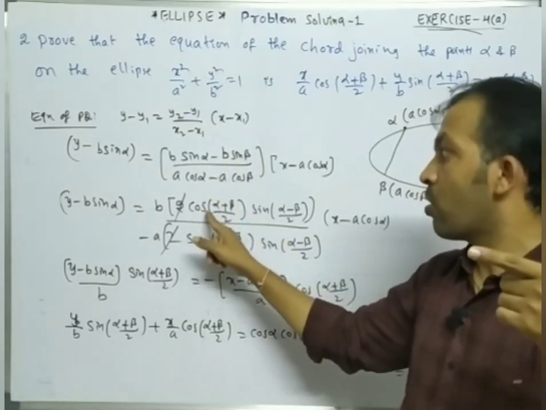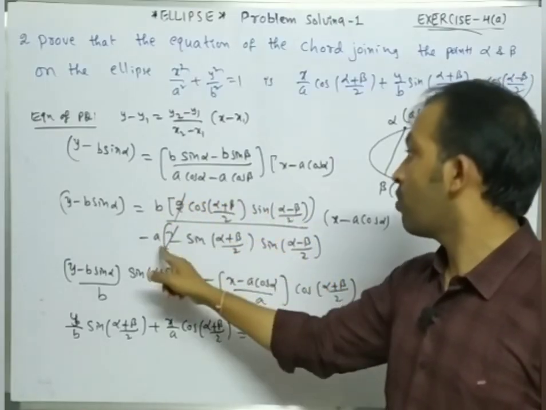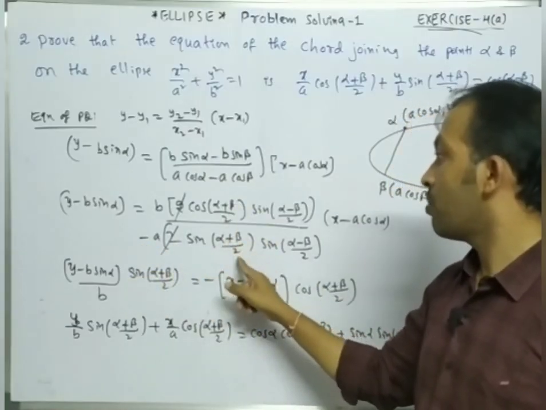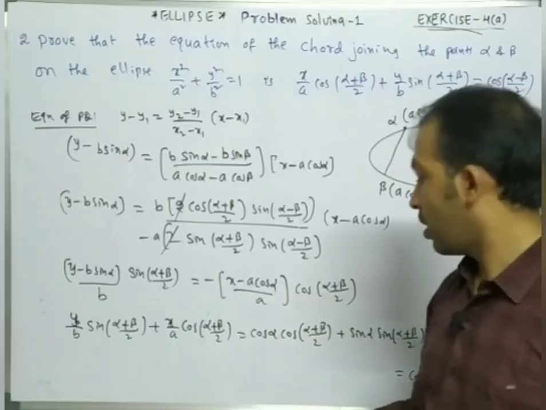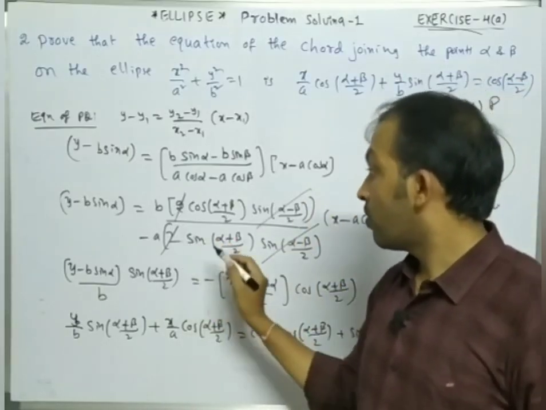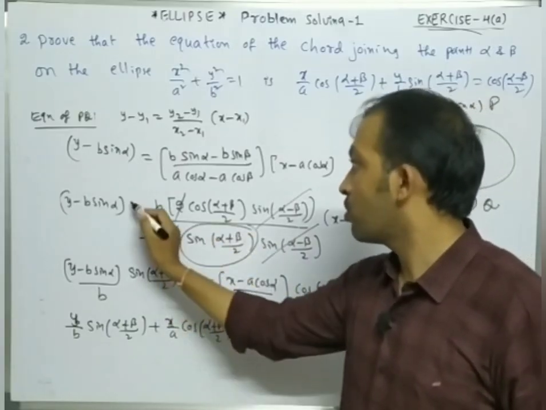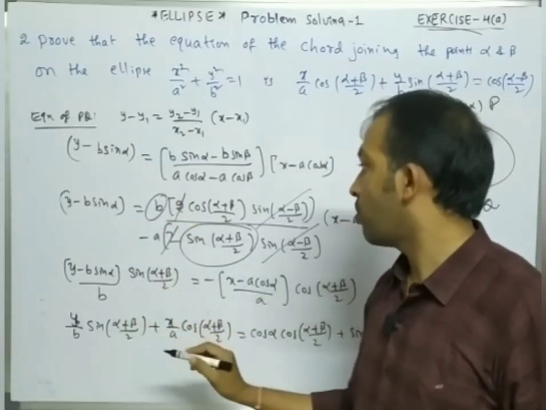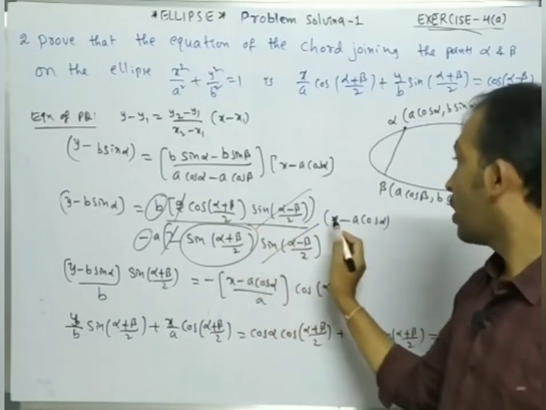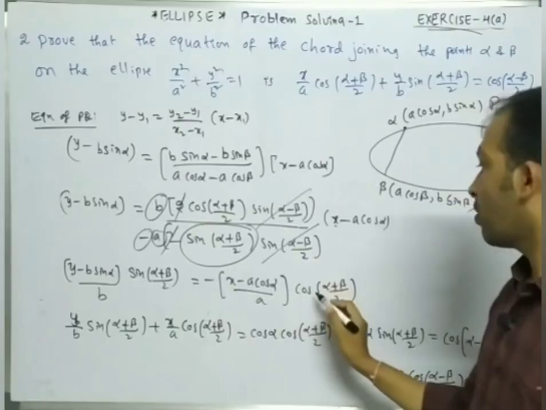That is 2 cos C plus D by 2 sin C minus D by 2. Here a is common. Cos C minus cos D formula, that is minus 2 sin C plus D by 2 sin C minus D by 2. Here these two get cancelled. So here two terms I am taking to the left side, that is sin of alpha plus beta by 2 becomes numerator and b to the denominator. Minus is here only, and here x minus a cos alpha by, we have a here, into cos of alpha plus beta by 2.